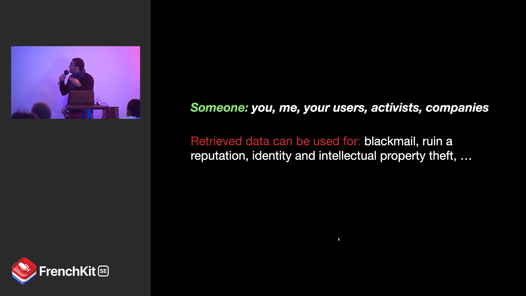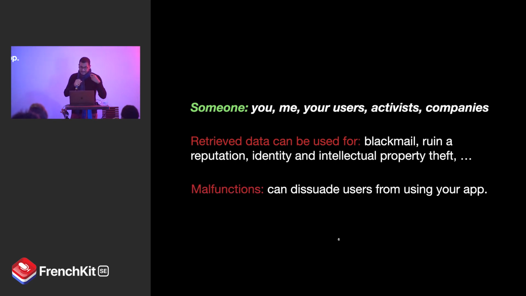Someone may blackmail you for money or ruin your reputation. For example, someone can expose some leaks inside your app and divulge this information on social networks. Someone can steal intellectual property, and that's why we need to care about security. And of course, there are a lot of things to cover. If someone is able to crash your application all the time, it can dissuade your users from using your application. That's why we should care about that.